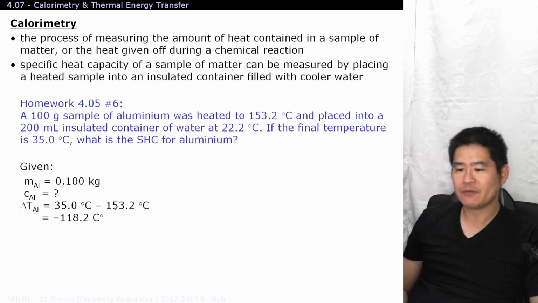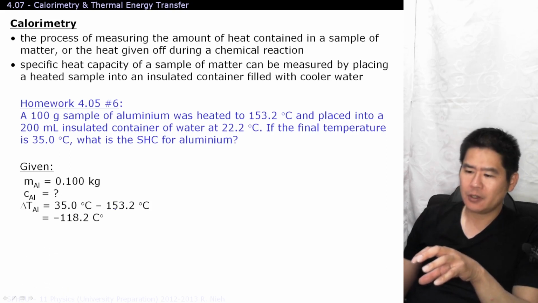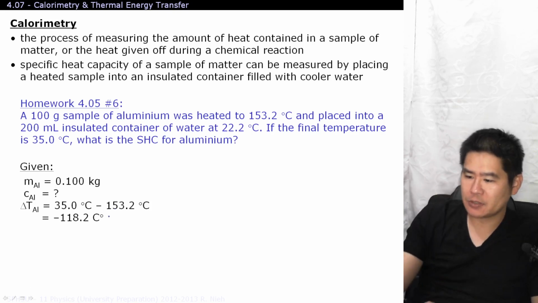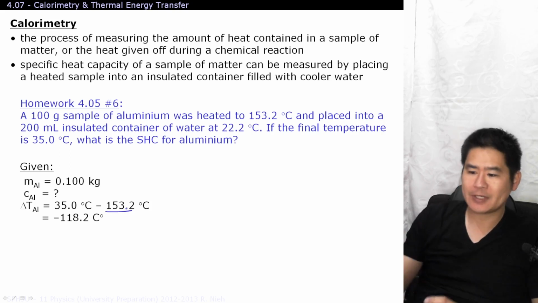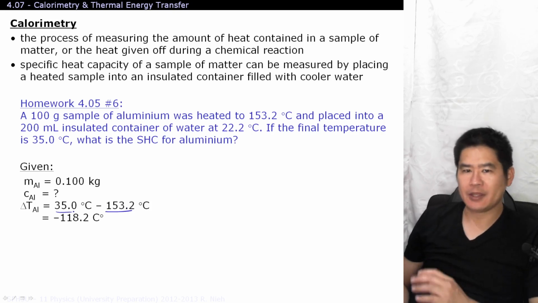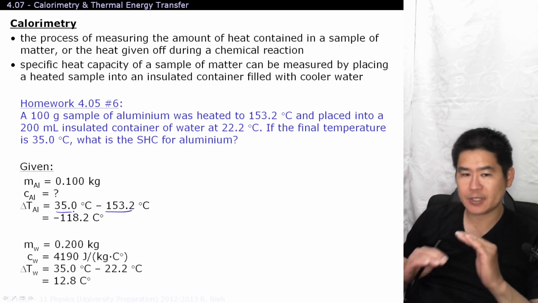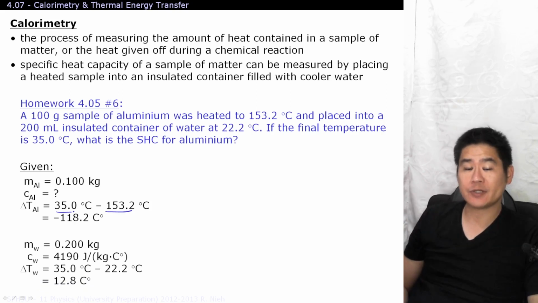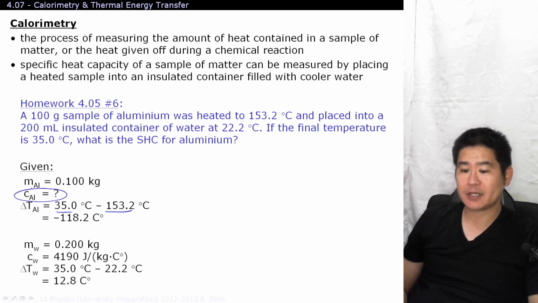All they did was drop a really hot piece of aluminum into water, and it stabilized at a final temperature, and these are the values that are observed. It was 100 grams of this mystery metal, which was aluminum. The aluminum was heated up to the point where it reached 153 degrees Celsius, and then it cooled down to 35 degrees Celsius at the end of that video. The water started off at a cool 22.2 degrees Celsius, and it heated up to a final 35 degrees Celsius. That actually gives us enough information so that we can find out the specific heat capacity of the aluminum itself.